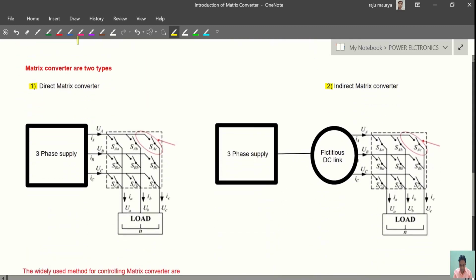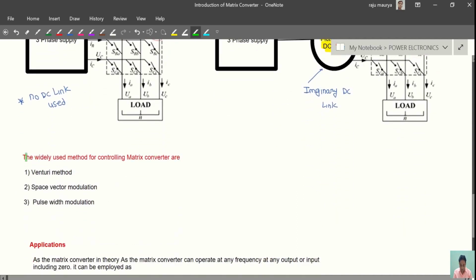In the direct matrix converter, no DC link is used, and in the indirect one we create a fictitious DC link by our control strategy, or an imaginary DC link. Widely used methods for controlling the matrix converter are Venturini, space vector and pulse width modulation.